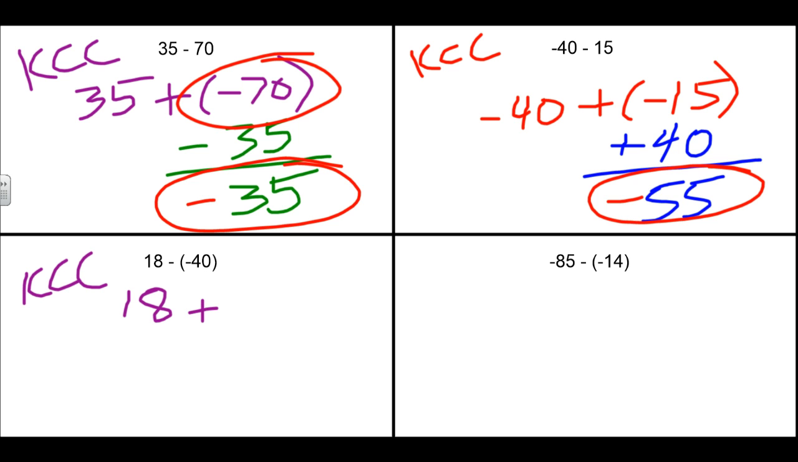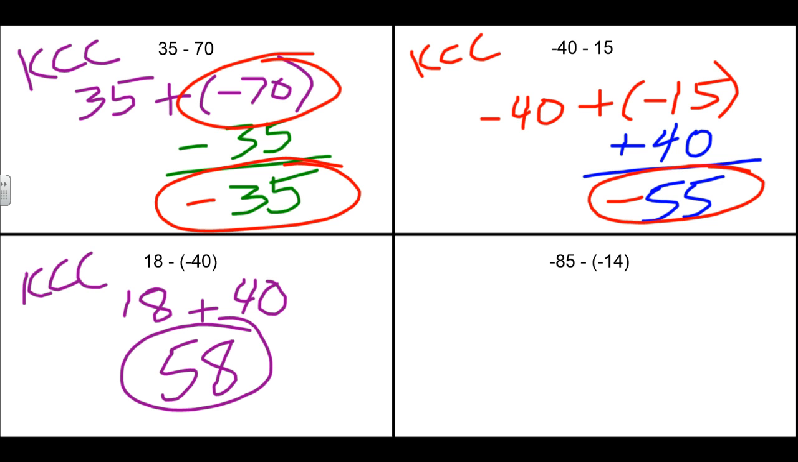For the third one, 18 minus negative 40, the KCC comes up again. 18 plus the opposite of negative 40 is a positive 40, and 18 plus 40 is 58. This is our familiar addition with positive numbers. So 18 minus negative 40 is 58.